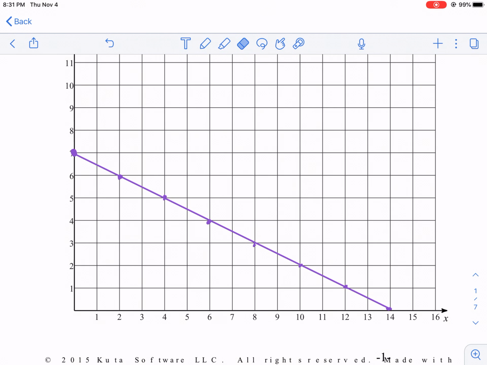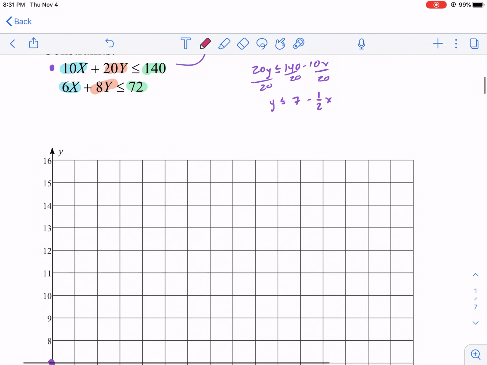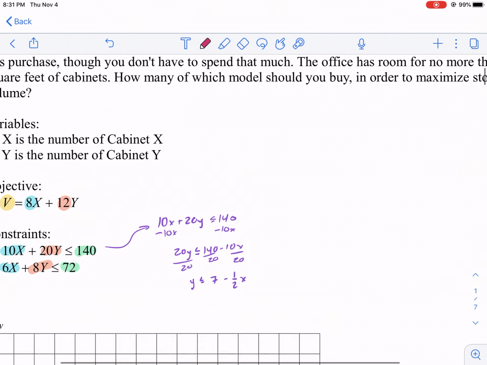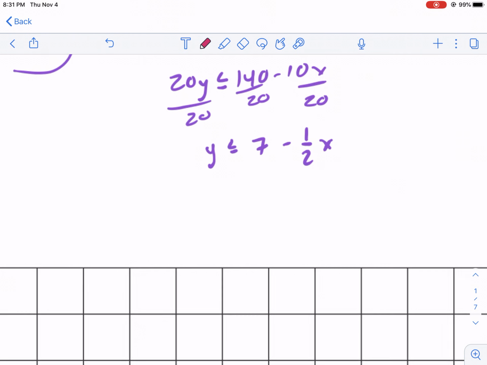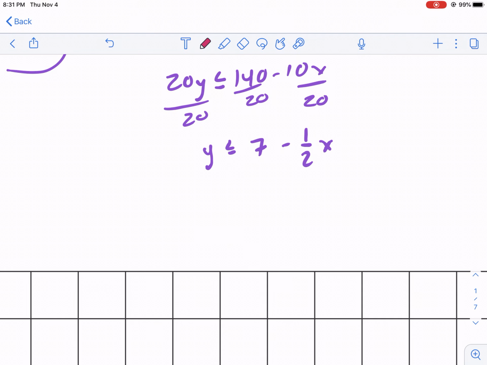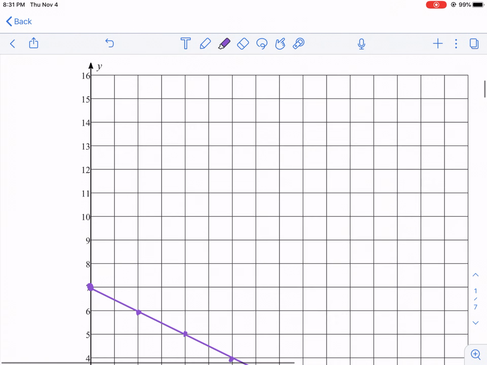Okay, let's do the next color. Let's use this pink color. Oh, I forgot to shade. So we also need to shade as it describes in the original instructions, and its y is less than, okay, so that means I need to shade below the line. Anytime it's y is less than, it's shade below the line.